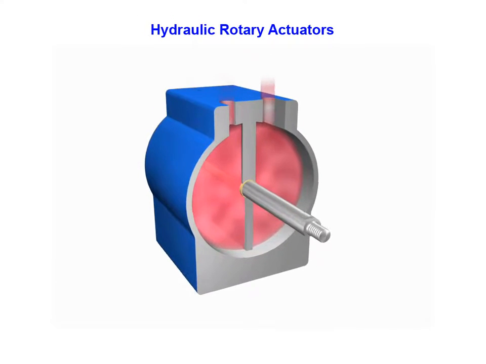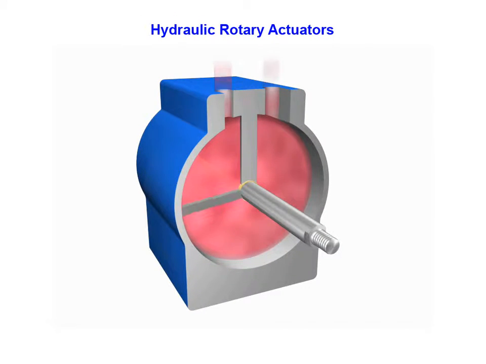The rotary actuator shown here consists of a sealed chamber divided into two parts. The actuator is designed to rotate in either direction by high-pressure hydraulic fluid entering either fluid port. The rotating shaft will then turn in the direction of the force exerted by the high-pressure fluid.